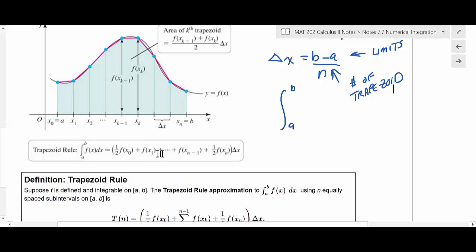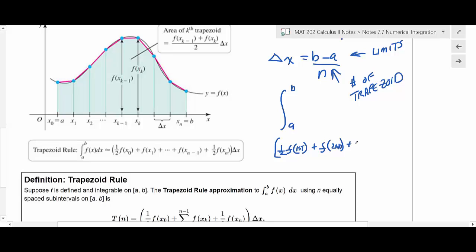Then you just add all the rest of the function values up. Then you do half of the last function value. So the idea would be, for instance, you might have something like this. You might have half of whatever that first function value is. That's the first value. Then you just do the second function value.